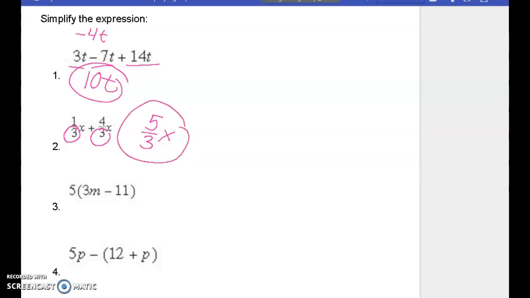Alright, next one up. Now, you've done this before. It's just a distributive property. 5 times 3m, 15m. 5 times negative 11, negative 55. No big deal.